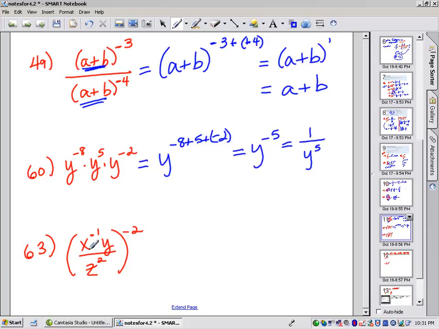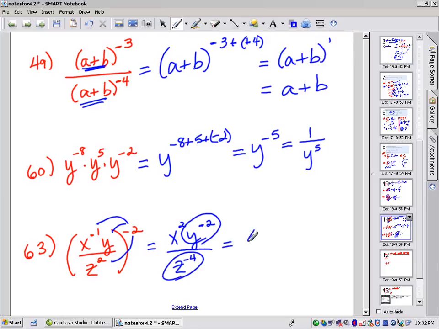Number 63, we have a quotient to a power, so that exponent is going to apply to everything inside the fraction. So if we have x to the negative 1 raised to the negative 2, remember that rule. The power rule says we multiply the exponents to get x to the positive 2, then y to the negative 2, all over z squared to the negative 2 would become z to the negative 4. And then we don't want to leave these negative exponents, so we'd write this as x squared times z to the 4th over y squared. Okay?